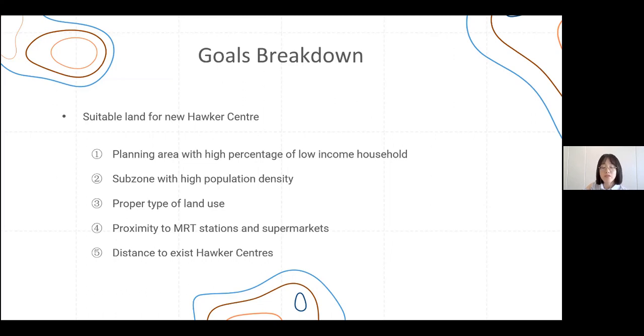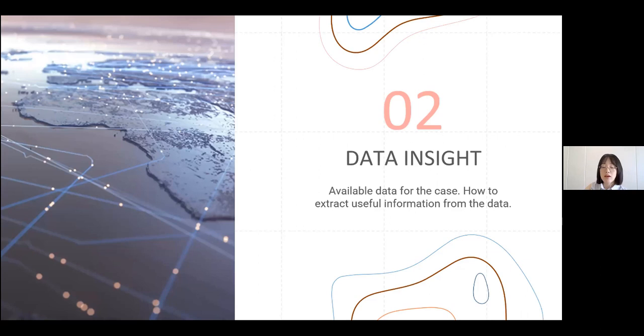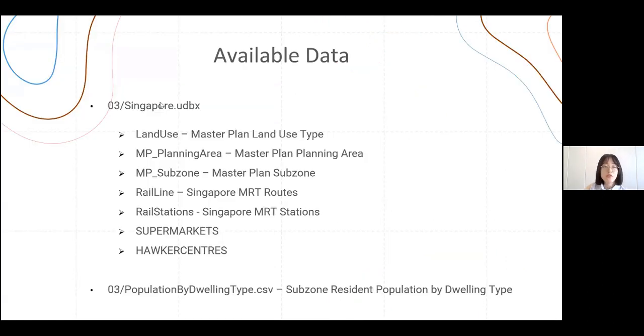So now it's time for us to have a look at our data prepared for this case and extract the information we need according to the 5 little goals. Here, let's first have a look at the data. We have most of the data stored in the UDB data source called Singapore. And here is a simple introduction for each of them.